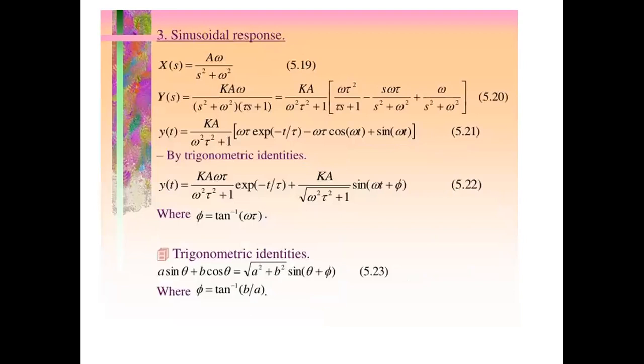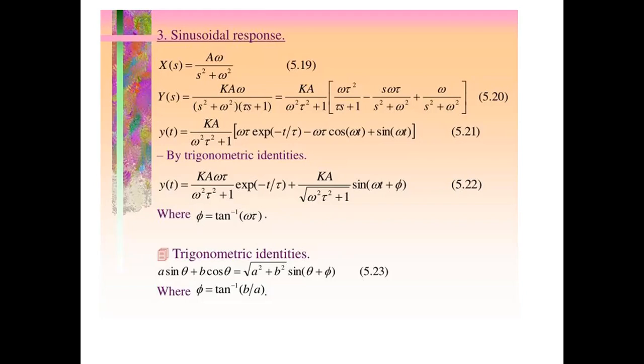For the sinusoidal response, we have X of s equivalent to A omega divided by s squared plus omega squared. So Y of s is equivalent to K into A omega divided by s squared plus omega squared times tau s plus 1. Replace the values, take the partial fraction expression and simplify it.